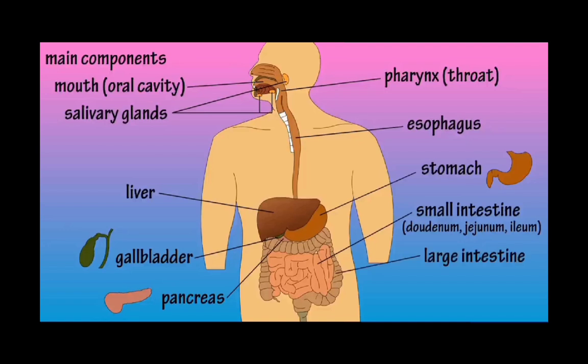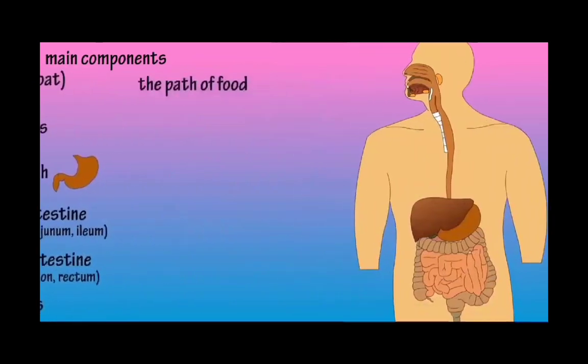The large intestine is here, and it also has three sections: the cecum, colon, and rectum. And the anus is here. Now let's go through a very basic look at what happens during the digestive process.